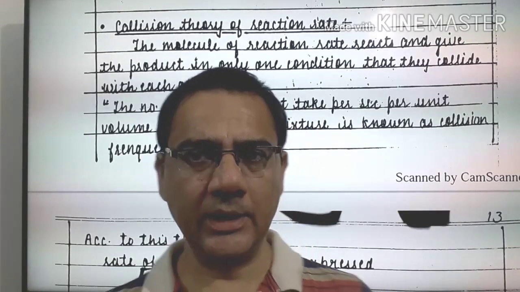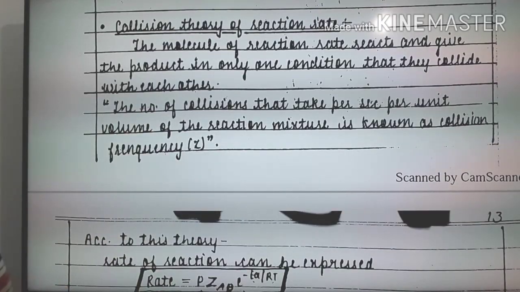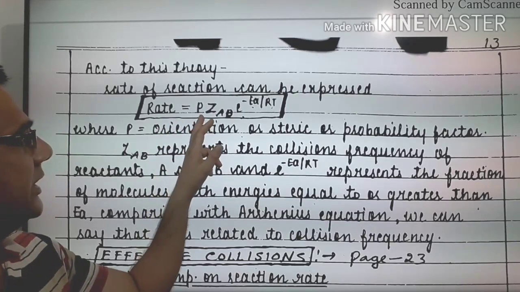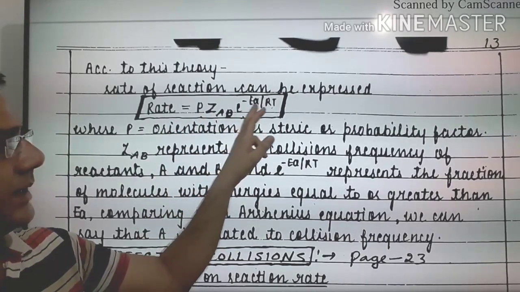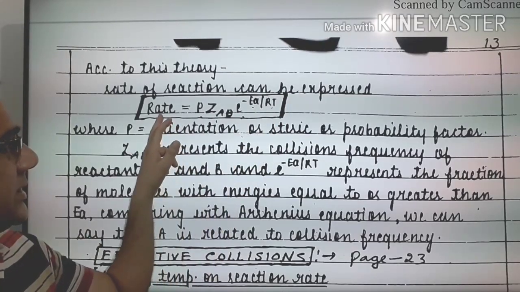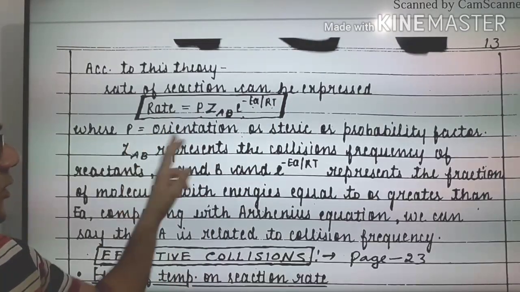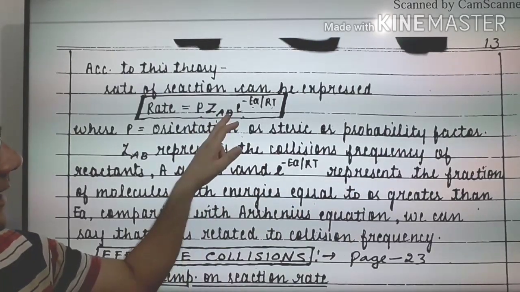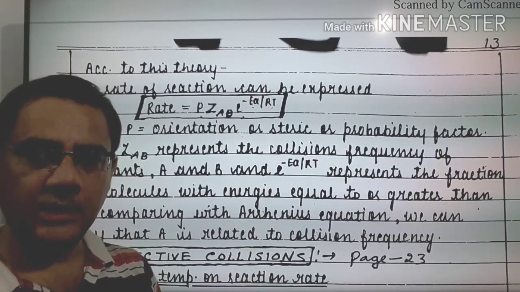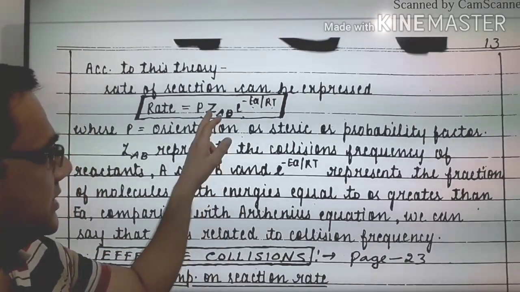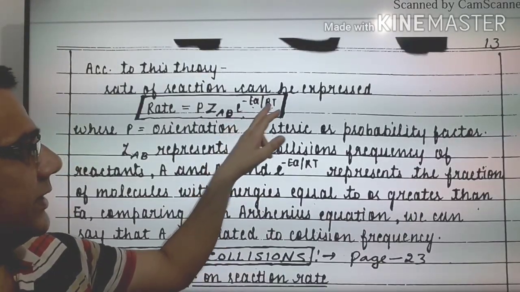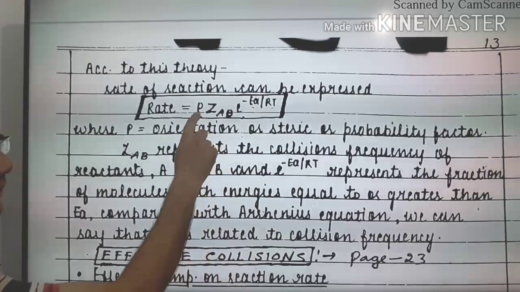Now there is an expression for the collision frequency and the reaction rate. You see this? This is the expression: rate is equal to P ZAB e to the power minus Ea upon RT. So this is the rate, and this P is called the orientation or steric or probability factor. What is ZAB? Z is called the collision frequency of the reactants A and B. So ZAB is the collision frequency for the reactants A and B, and this is the exponential factor, e to the power minus Ea upon RT. So one by one we define.